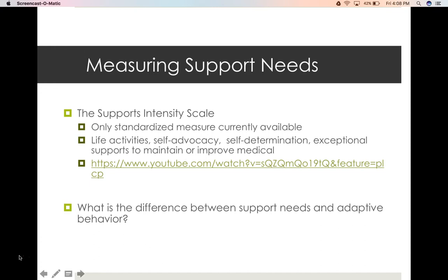The Supports Intensity Scale looks at life activity, self-advocacy, self-determination, and exceptional supports to maintain or improve any medical difficulties an individual may have. We're going to watch a video now that shows you what the SIS is, so that you get a better understanding of what it is and how it might be used with individuals with intellectual disability.